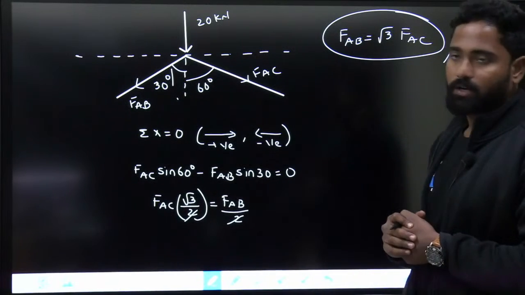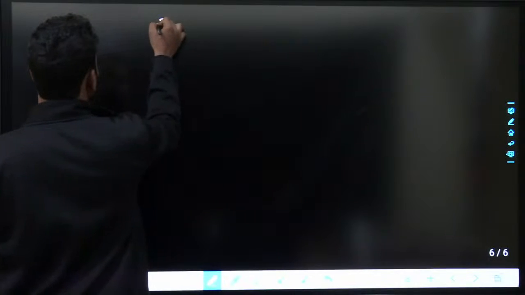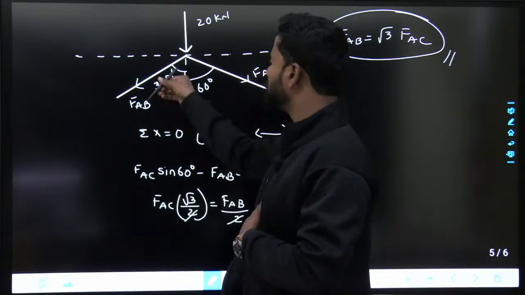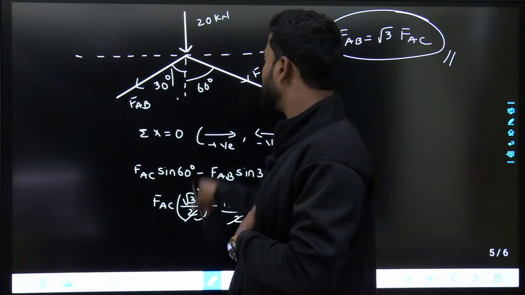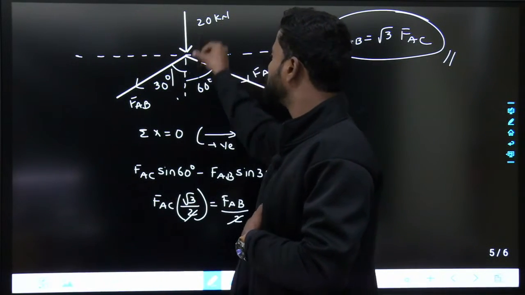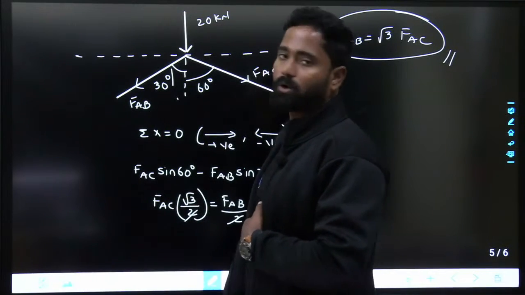This is how you will find out. Next, if I take sigma y equals to 0, FAB cos 30 will be downwards, FAC cos 60 will also be downwards, 20 is also downwards. So how can you write this?